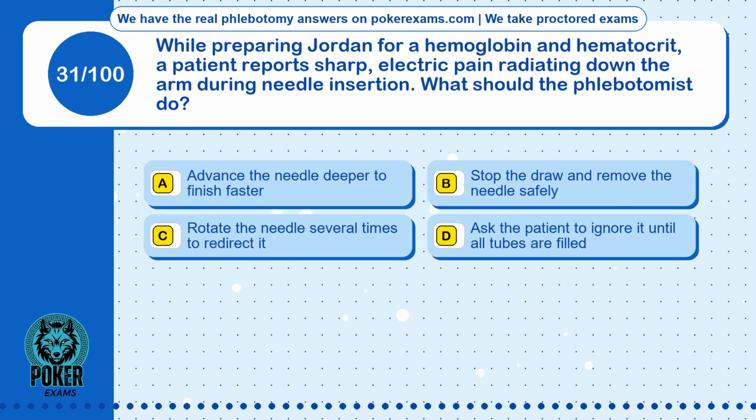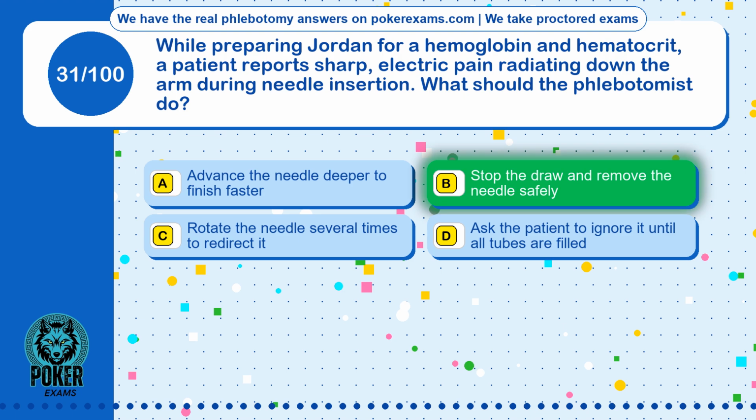Question 31. While preparing Jordan for a hemoglobin and hematocrit, a patient reports sharp, electric pain radiating down the arm during needle insertion. What should the phlebotomist do? Option A. Advance the needle deeper to finish faster. Option B. Stop the draw and remove the needle safely. Option C. Rotate the needle several times to redirect it. Option D. Ask the patient to ignore it until all tubes are filled.